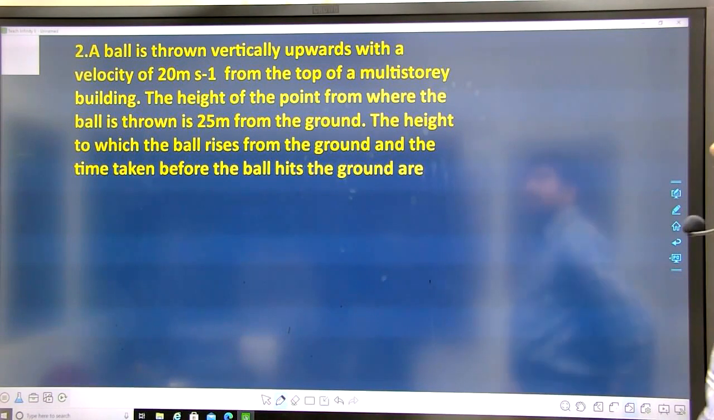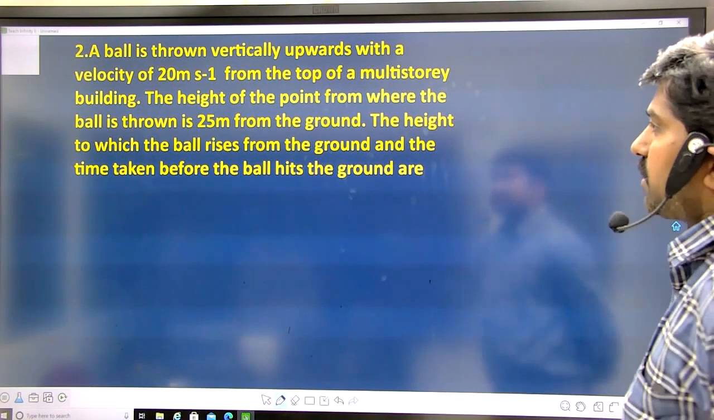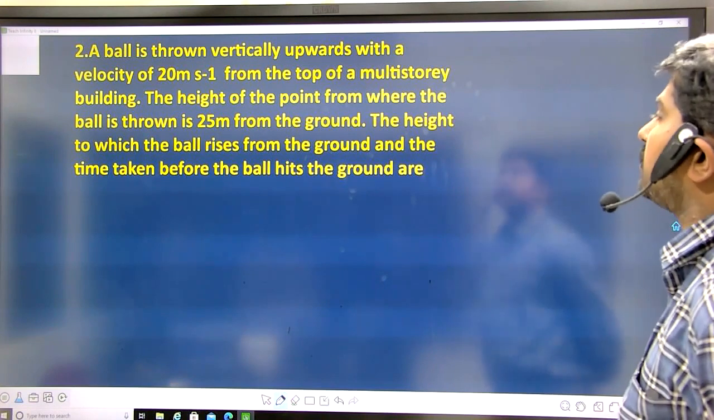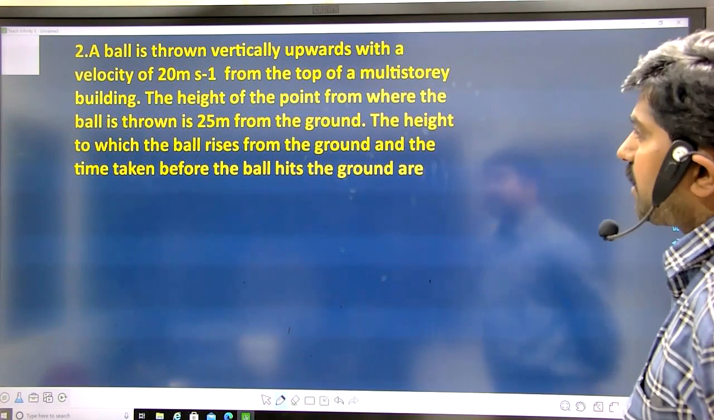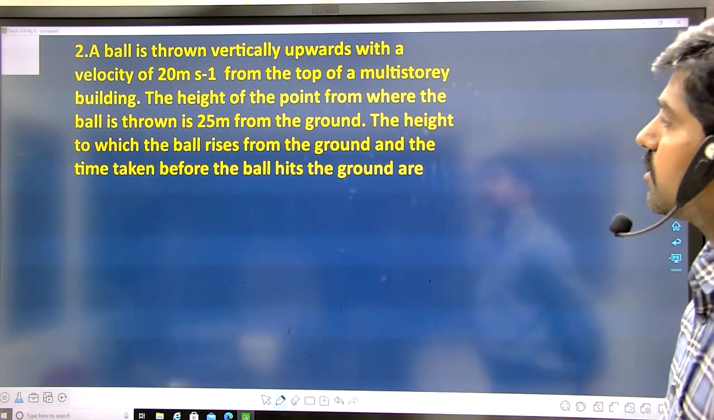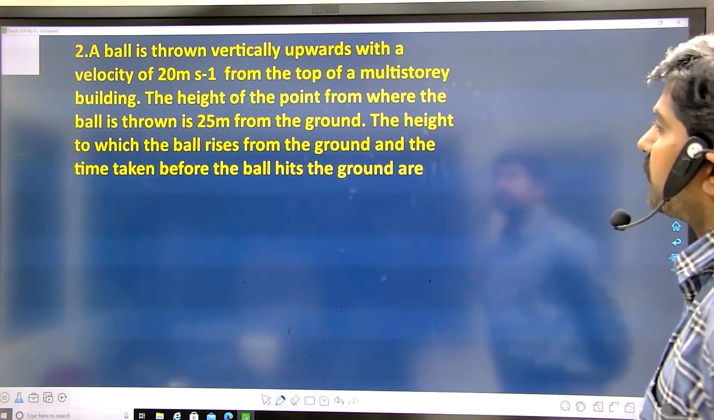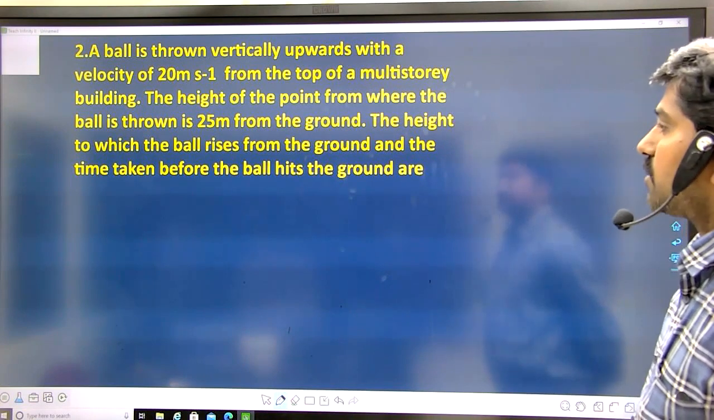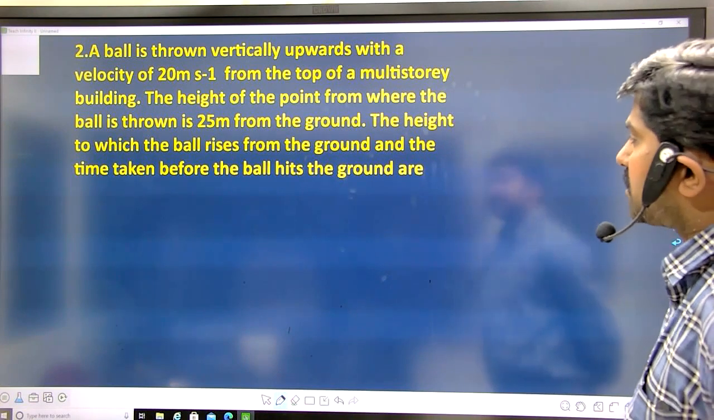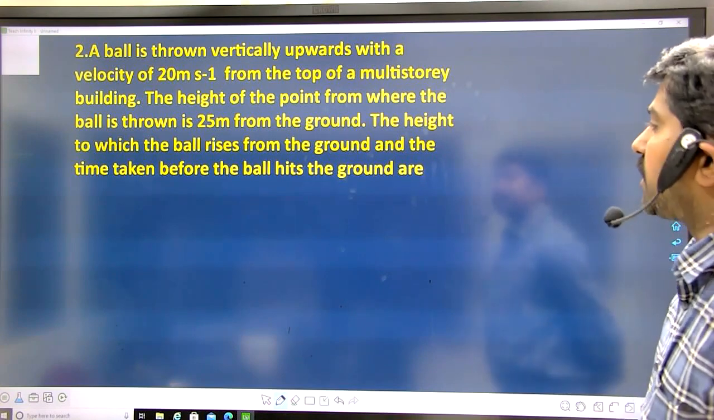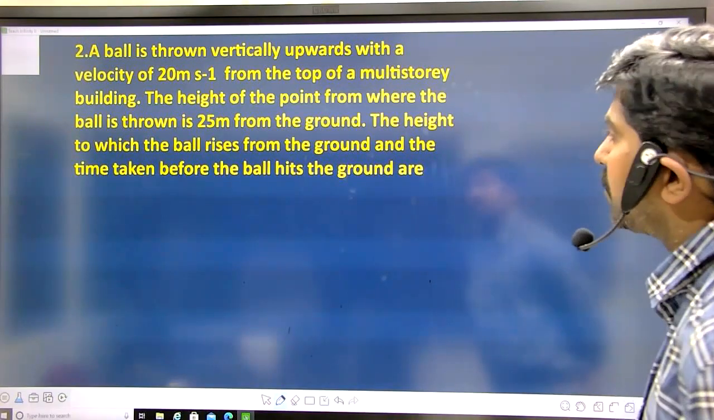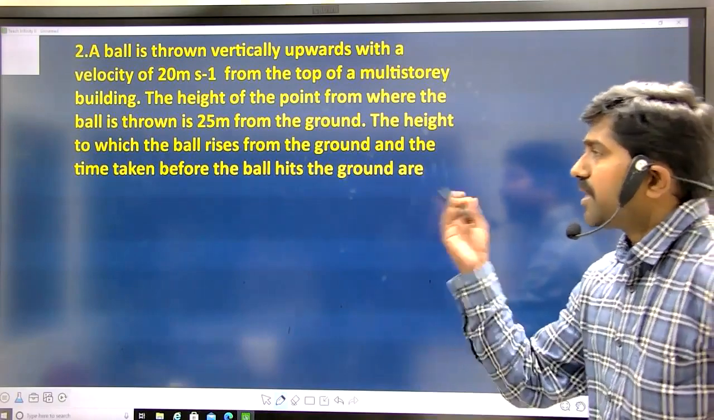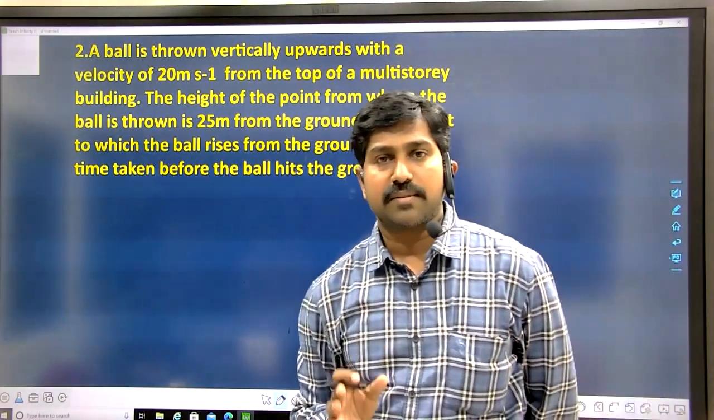A ball is thrown vertically upwards with a velocity of 20 meters per second from the top of a multi-story building. The height of the point from where the ball is thrown is 25 meters from the ground. The height to which the ball rises from the ground and the time taken before the ball hits the ground are. This is based on just a very simple formula.